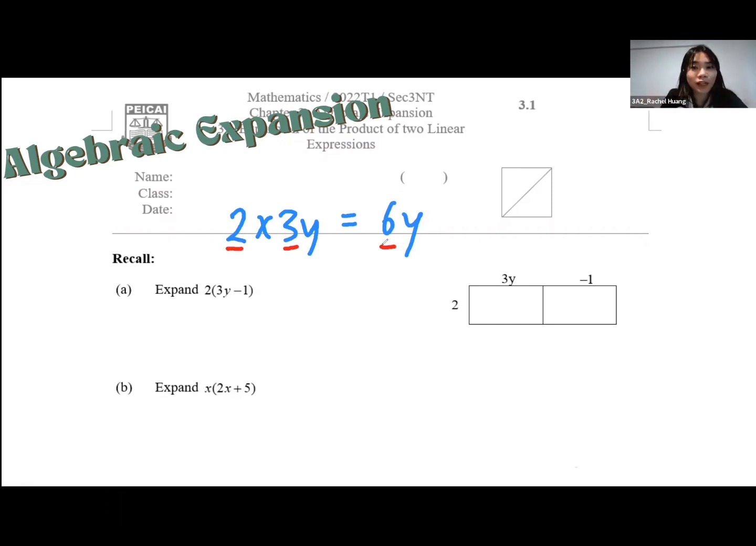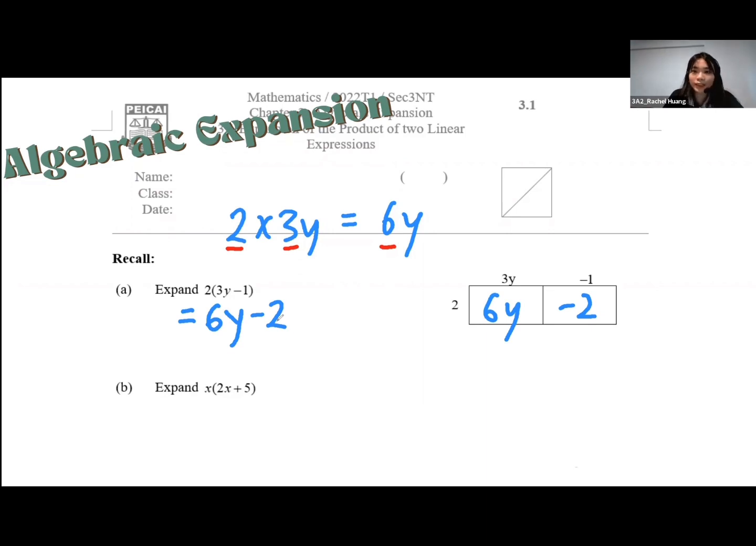Okay, so let's take a look at this question here. If we are combining many terms and multiplying it together, this new topic in Set 3, we will think about how can we do that using this box method. So one by one, 2 times 3y minus 1 is the same as 2 times 3y first, which gives me 6y, and then 2 times negative 1 next, which gives me negative 2. In other words, that would be 6y minus 2.